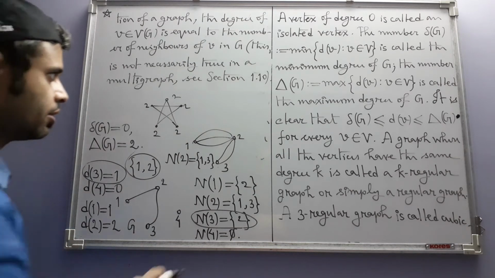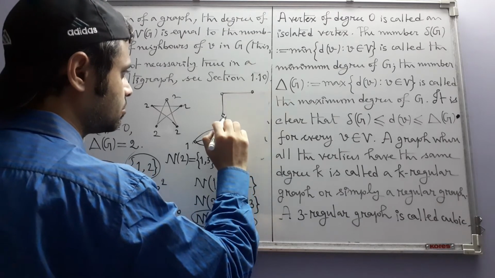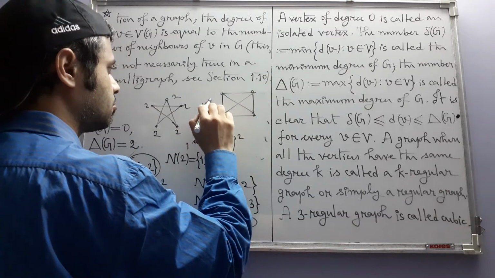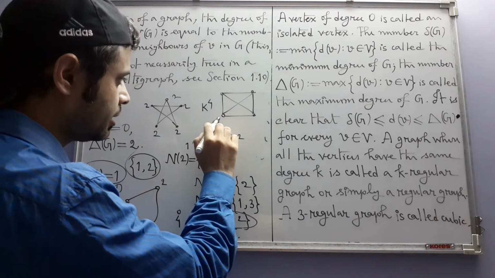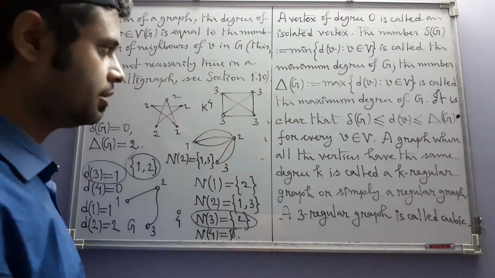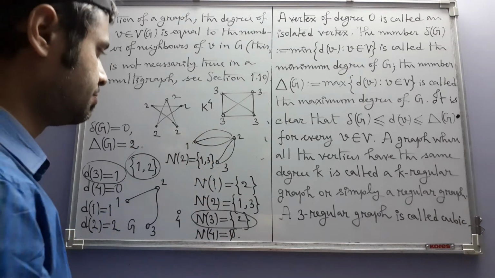It's not 3-regular. If you take the graph K4, the complete graph on 4 vertices, then here all the degrees are 3. All the vertices have degree 3. So this is a cubic graph. This is a 3-regular graph.